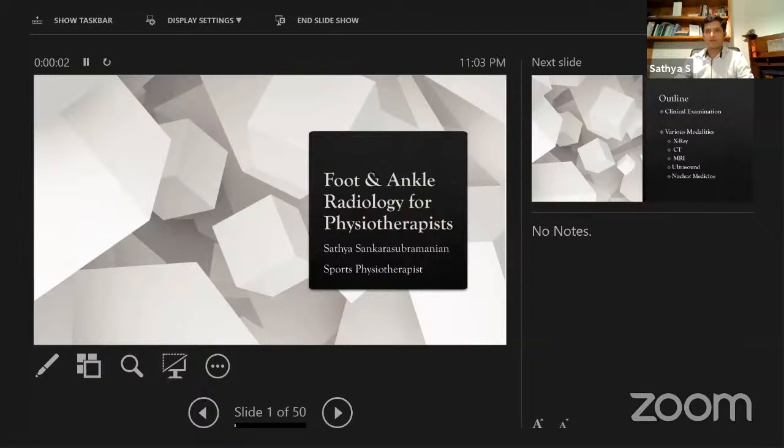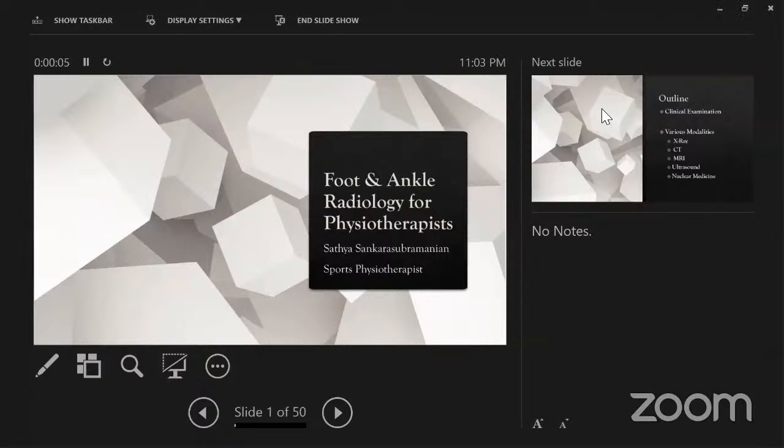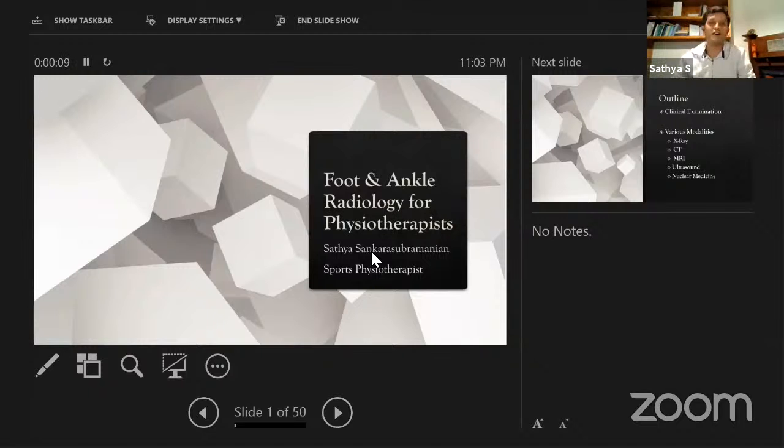I hope you are able to see my screen now. Okay, beautiful. So today's topic is on foot and ankle radiology for physiotherapists. I'm Sathya. I'm working here in Australia as a sports physiotherapist for the last 13 years. I graduated from Chennai, India, and I've been in sports and sports related areas, or even in sports medicine, for the last 18 years now.